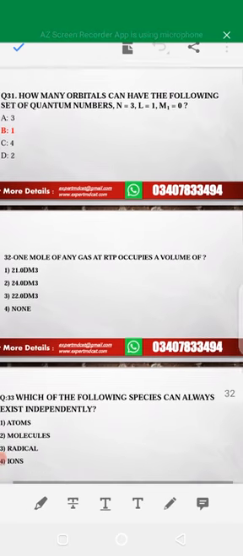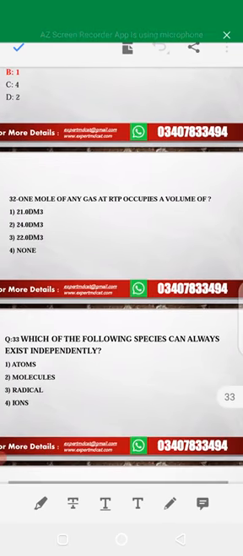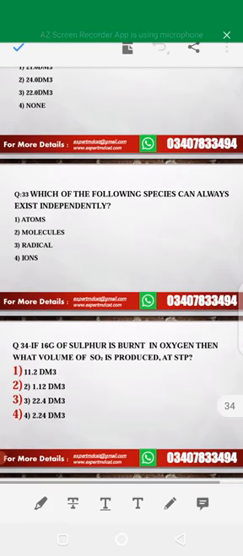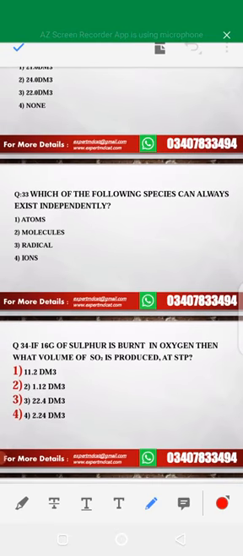Question number 32. 1 mole of any gas at RTP occupies a volume of 24.0 dm cube, while at STP it is 22.414 dm cube. Question number 33. Which of the following species can always exist independently? Definitely molecules can exist independently. Atoms cannot exist independently.